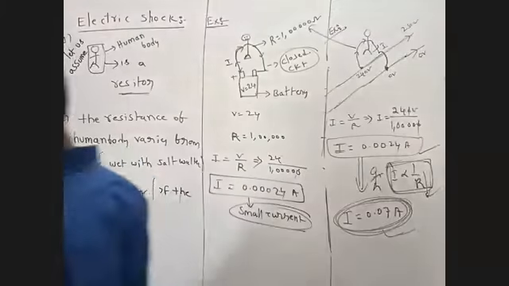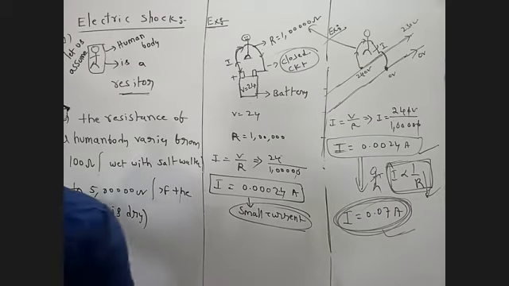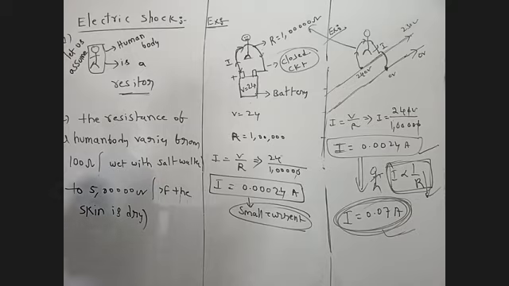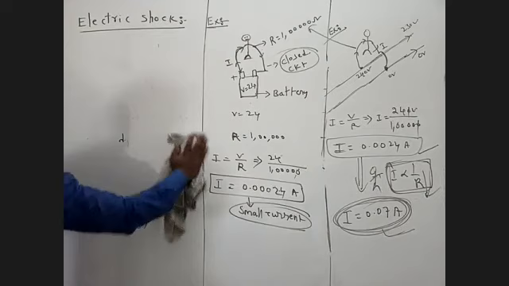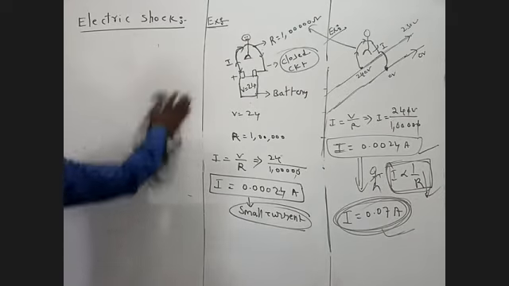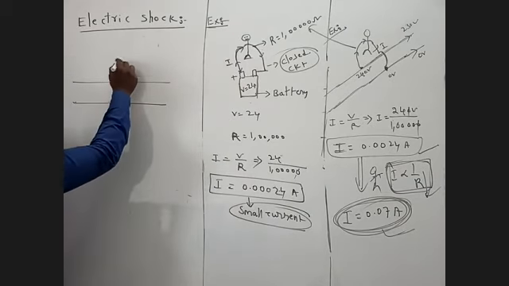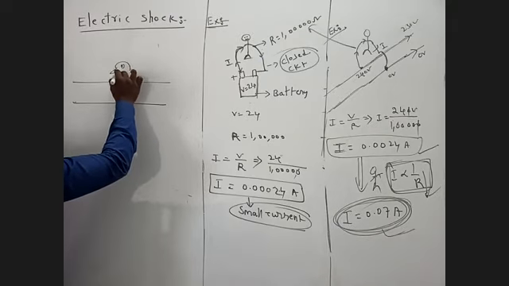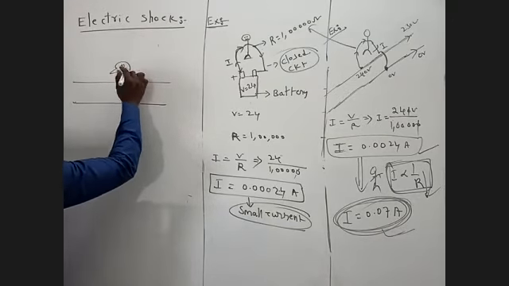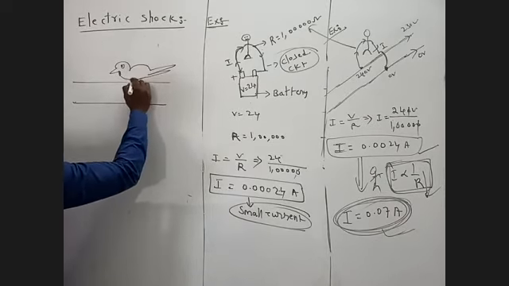This is an electric shock. So we have the electric shock. Next, this is electric shock. Okay. Suppose, for example, this is an electric shock. You know, this is a bird. The bird is standing.